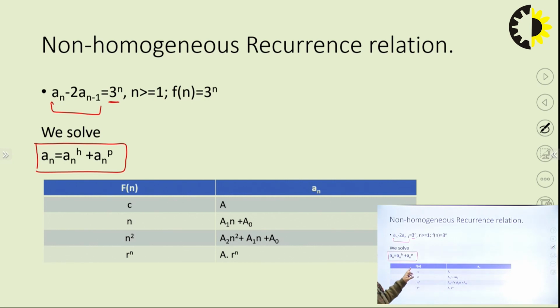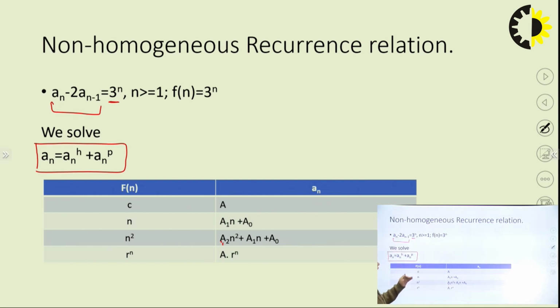So depending upon the type of fn which we are using in the question, we will have the solutions to this particular non-homogeneous recurrence relation. So if my fn is a constant value, anything like c, then it will be substituted in the particular solution with any value capital A, which is nothing but a constant. If my fn is of the type n, then in my particular solution it will be substituted by something like a1 n plus a0, where a1 and a0 are constants.